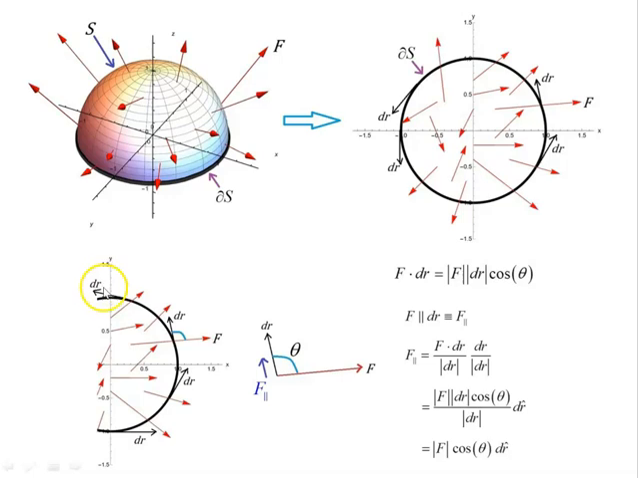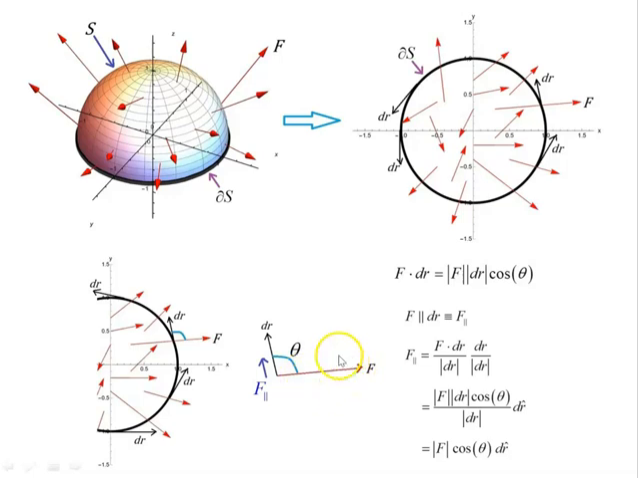If we zoom in a little bit down here and pick this particular vector arrow F, we can see dr makes an angle with F. That angle is theta. And this vector F can be decomposed into a vector that's parallel to dr, F parallel, and one that is perpendicular to dr.